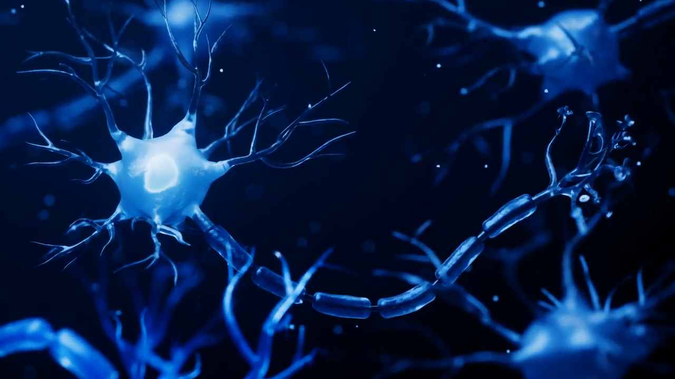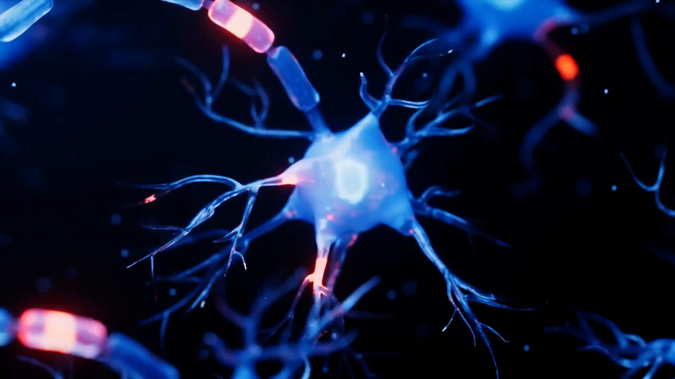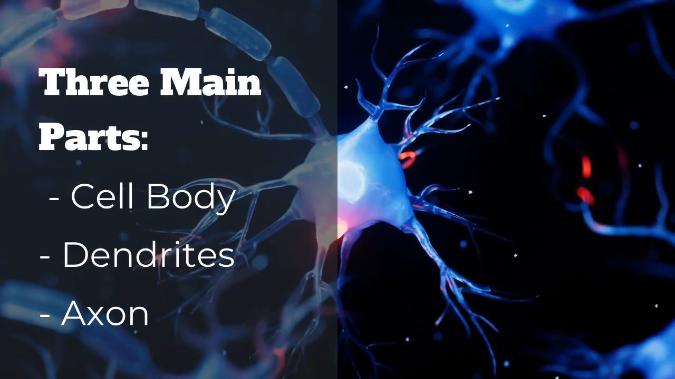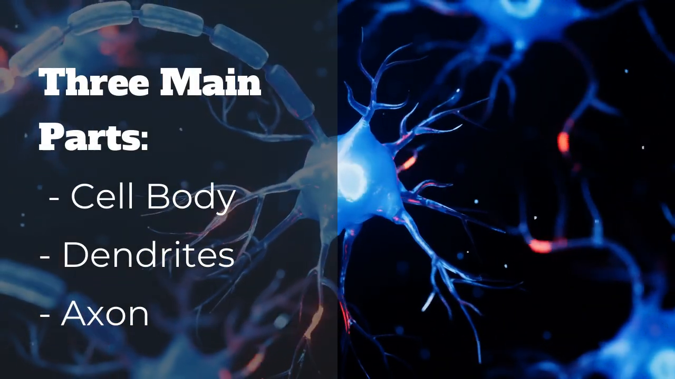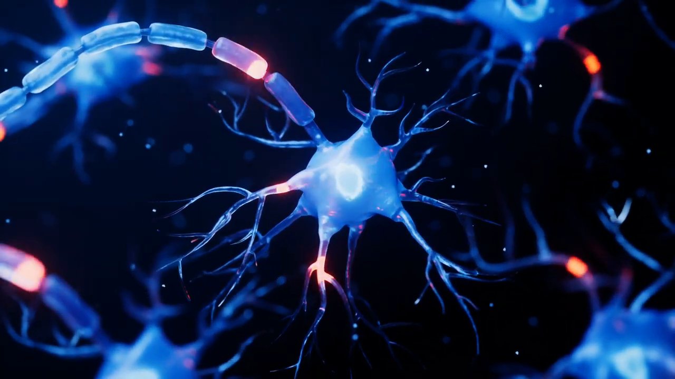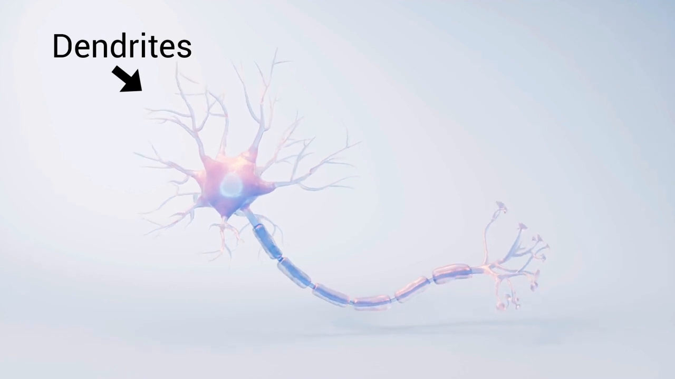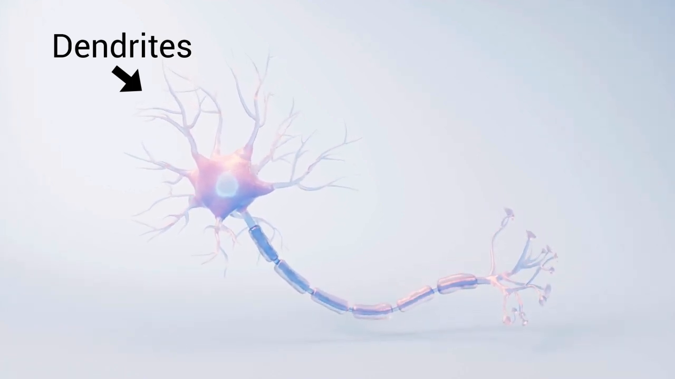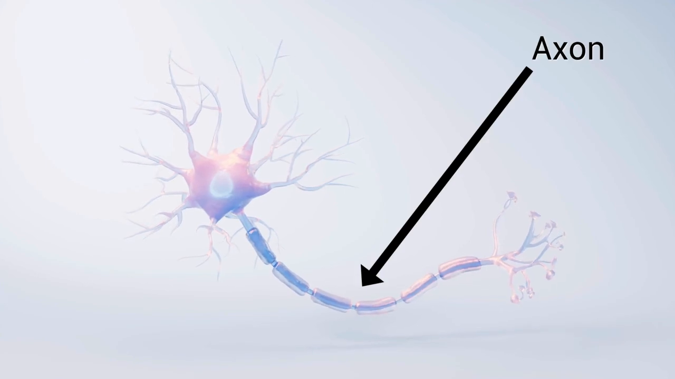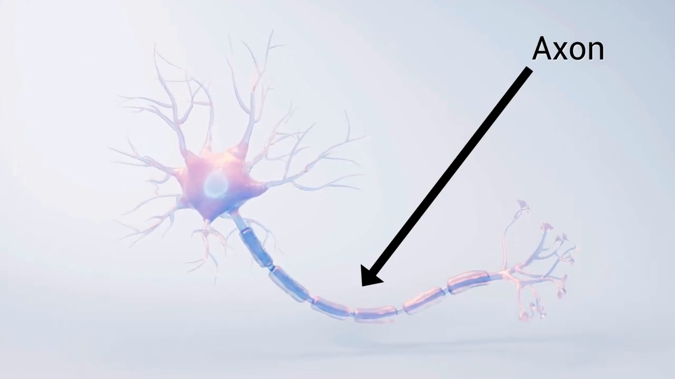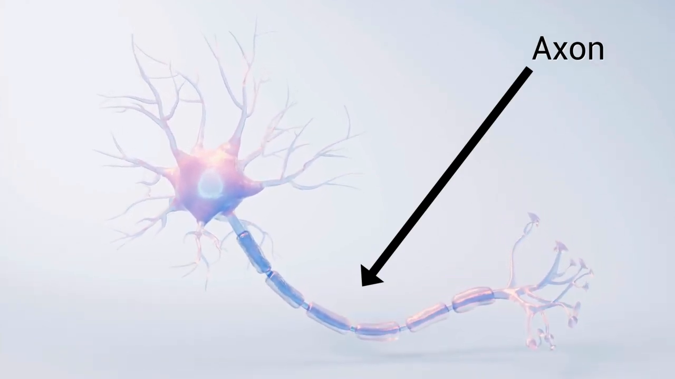A human neuron has three main parts: the cell body, dendrites, and the axon. The cell body contains the nucleus and is responsible for maintaining the cell's health. Dendrites are like branches of a tree, receiving signals from other neurons. The axon is a long tail-like structure that sends signals to other neurons.